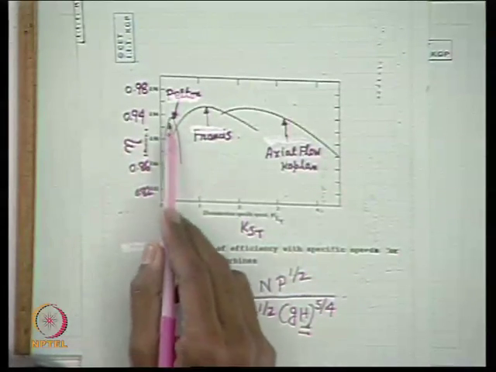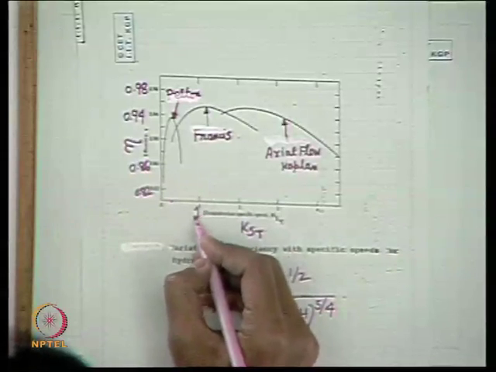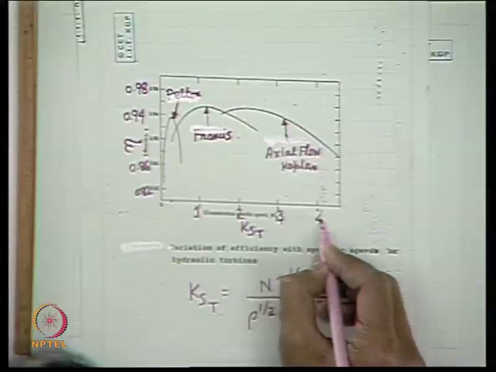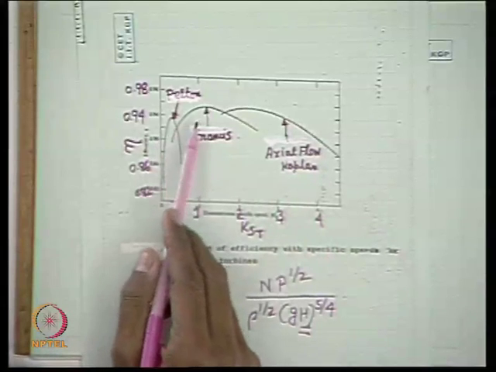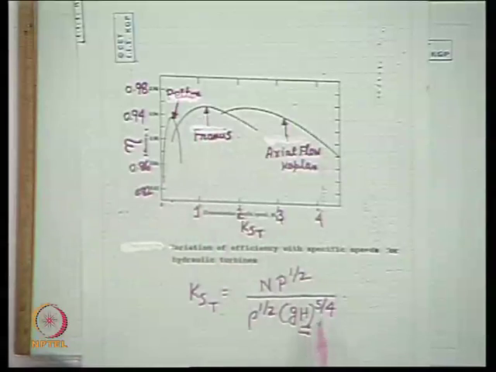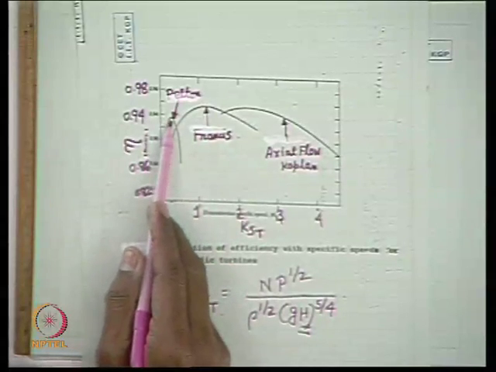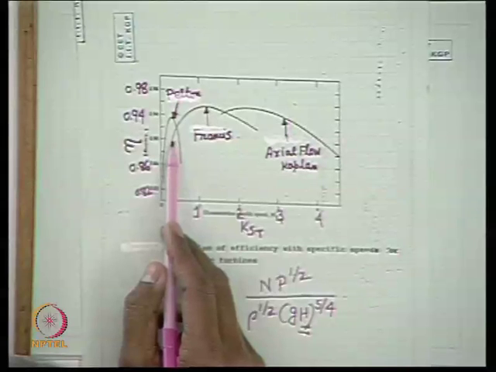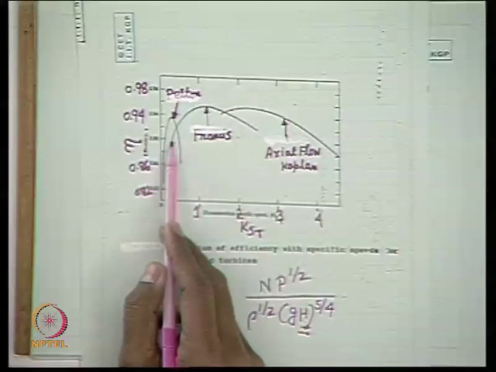So this gives the typical ranges of the specific speed. This is one dimensionless, this is two, this is three, this is four. The next is the Francis. That means Francis turbine operates at a relatively lower head as compared to that of Pelton turbine. So if you operate Francis turbine at a high head, what will happen in this range? Pelton turbine will give an efficiency below 90%.